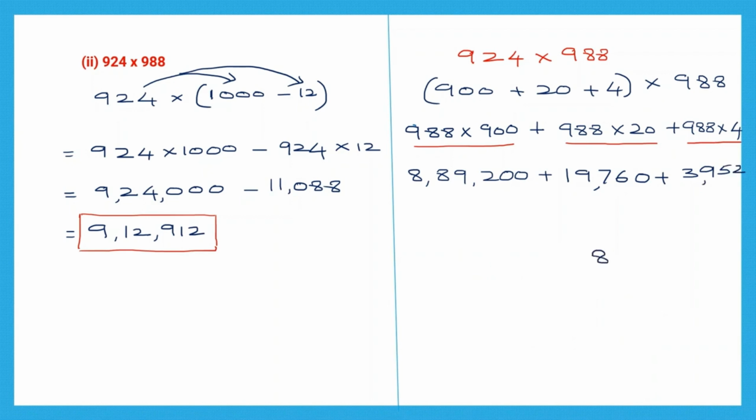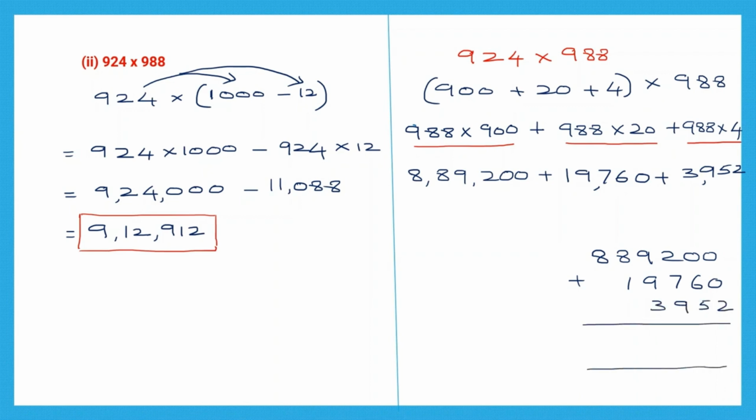So we have 8,89,200 plus 19,760 plus 3,952. So let's add up all these now and get our answer. 2, 6 plus 5 is 11, carry 1. 2 plus 1 is 3, plus 7 is 10. 10 plus 9 is 19, carry 1. 9 plus 1 is 10. 10 plus 9 is 19. 19 plus 3 is 22, carry 2. 8, 9, 10, 11, carry 1. 8 plus 1 is 9.